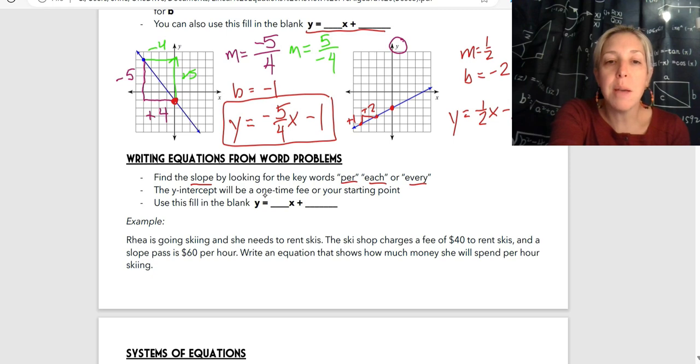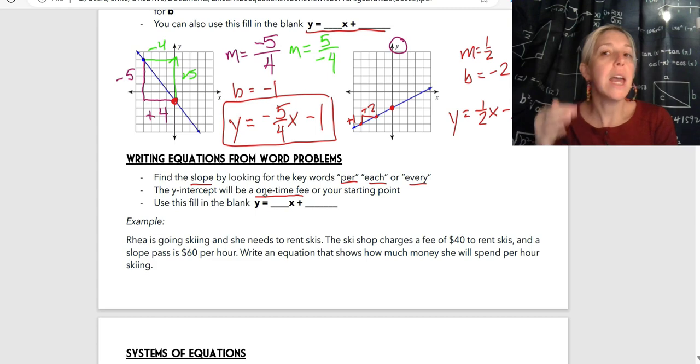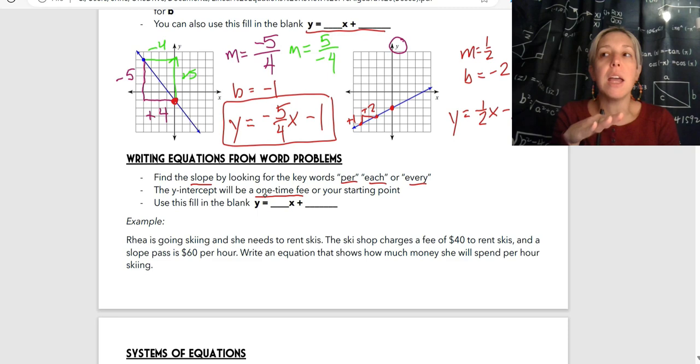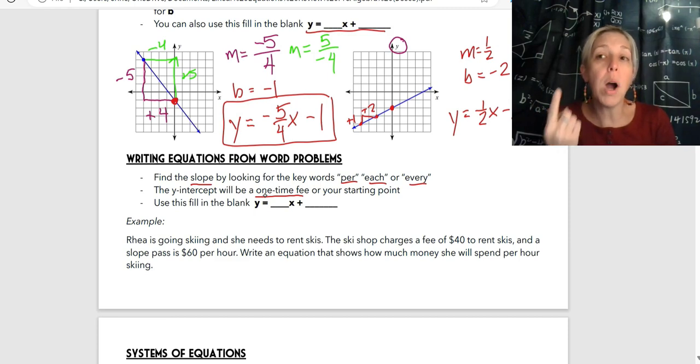The y-intercept is always going to be a one-time fee or your starting point. So one-time fees, like if you're joining a gym, the joining fee. If you're growing a tree, the starting height of the tree when you planted it. Those are things that don't change. And they're also things that you don't add every single time. When you join a gym, you only pay that joining fee one time. Rental fees are usually also a one-time fee. So that's what you can look for if you're looking for the y-intercept. And then again, we're still using that fill in the blank y equals blank x plus or minus blank.